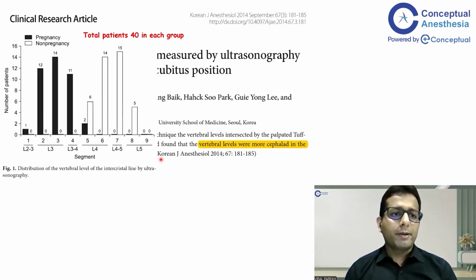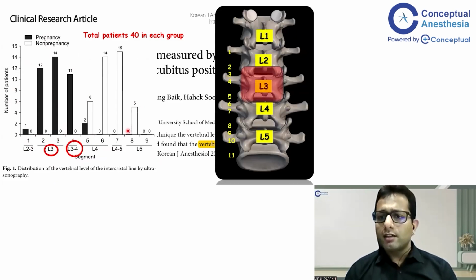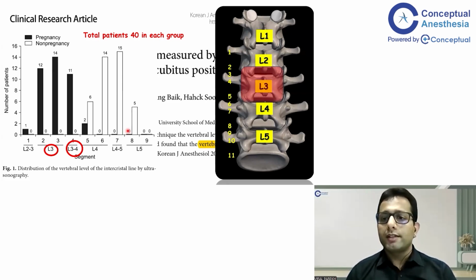So they compared the pregnant and non-pregnant patients. There were 40 patients in each group. And as we can see, in pregnant patients, the Tuffier's line by ultrasound marking corresponded to L2-L3, L3-L4, and between them at the level of the L3 interspace. So in most of the pregnant patients, the Tuffier's line corresponded to a higher space compared to what it usually corresponds to. And as we can see here, this is the red zone. The level intercepted by the ultrasound was correspondingly higher as compared to the traditional identification of the Tuffier's line.